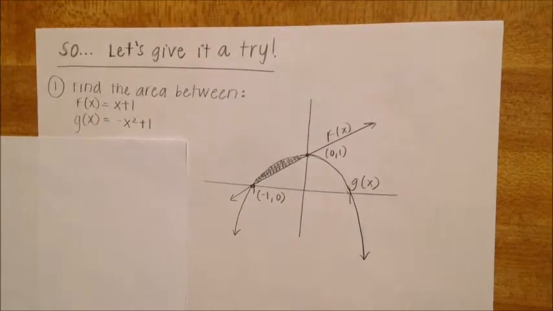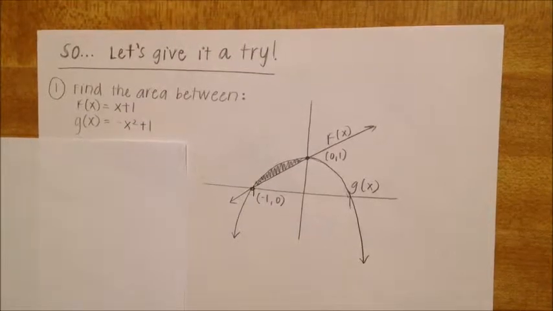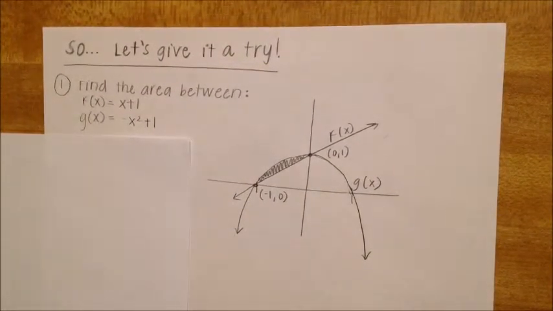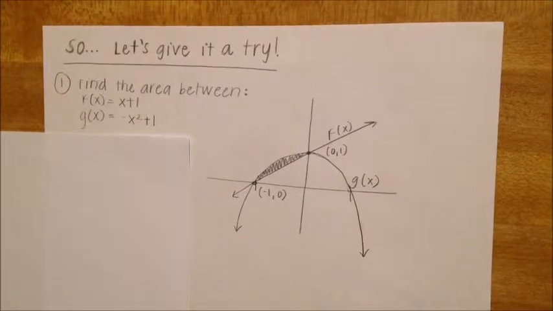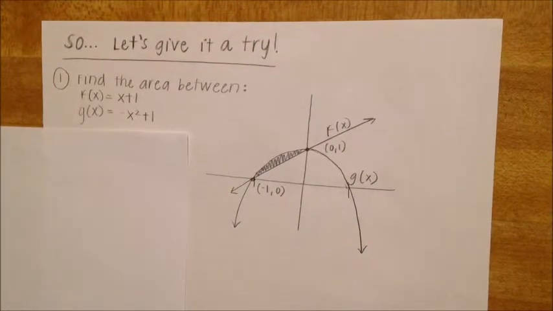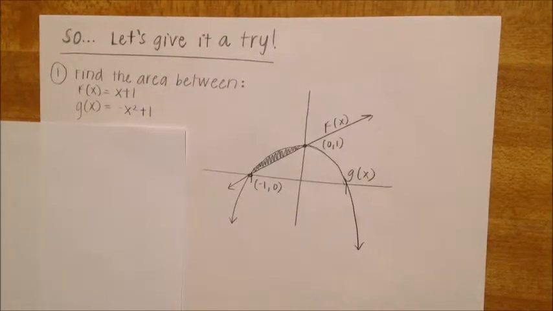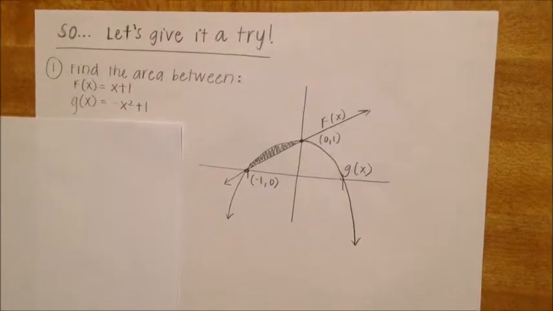Alright, now that you've learned how to do these problems, we want you to give it a try. So please pause the video after the instructions and give it a go. In this problem, we want you to find the area between f of x is equal to x plus 1 and g of x is equal to negative x squared plus 1. On the right, you can see a graph, but you should try to sketch that on your own.